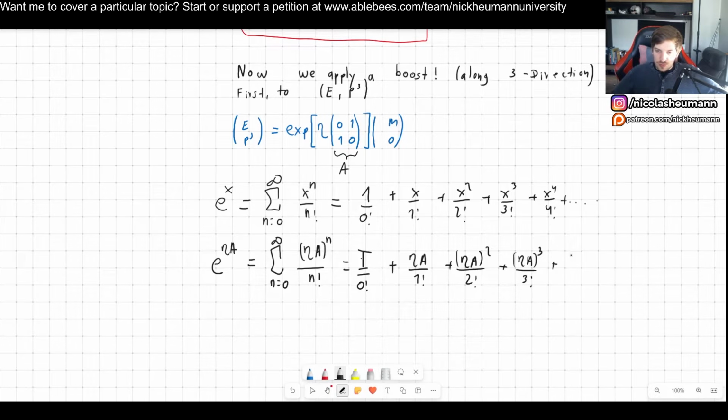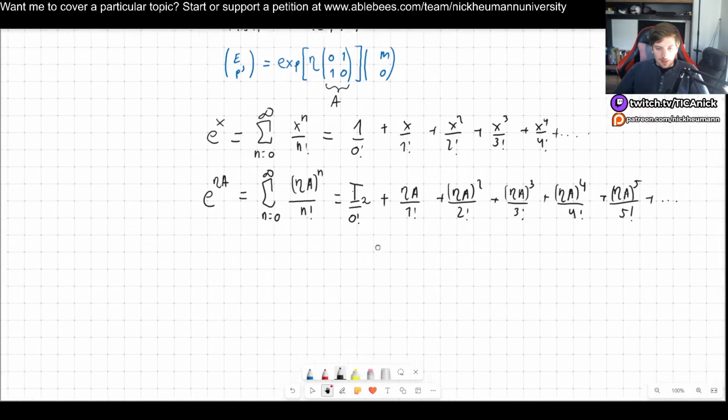I'm going to do, I think, 2 more. So eta A to the 4th divided by 4 factorial. And finally, eta A to the 5th divided by 5 factorial. And of course, this goes on and on and on. And keep in mind, we are in a 2 by 2, right? A is 2 by 2, at least in blockwise. So this would be I2. Okay, so that's just a 2 by 2 identity there.